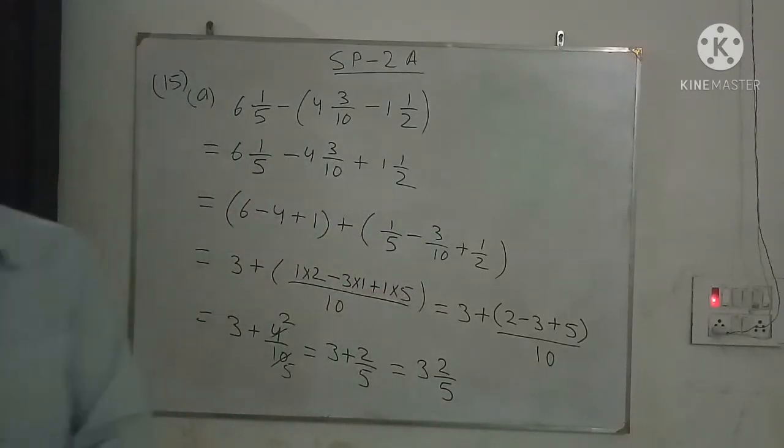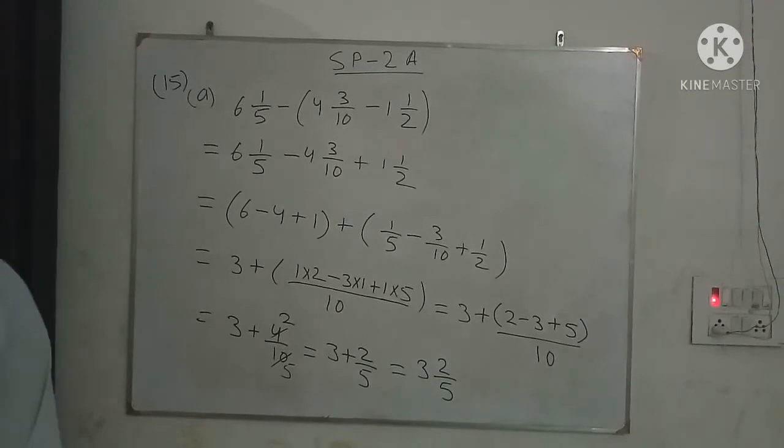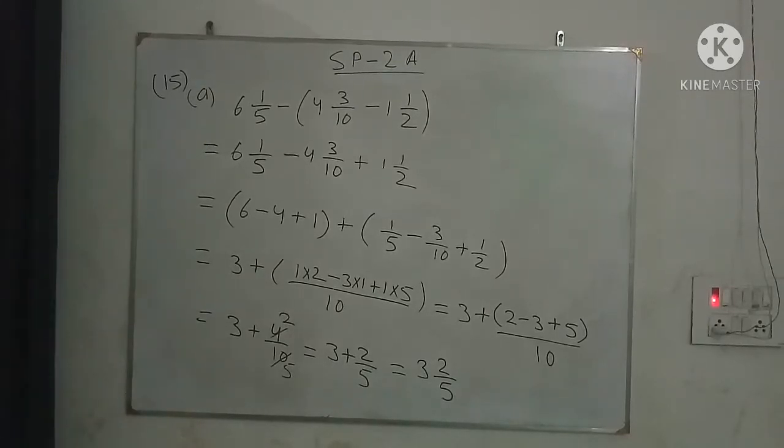Okay, let me check the answer of 15a. Did we get the correct answer or not? Yes, 15a is 3 2 by 5, correct. We got the correct answer. Now we move to the next question, question number 16.